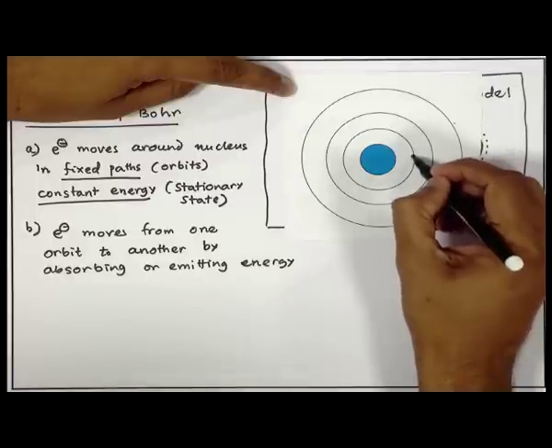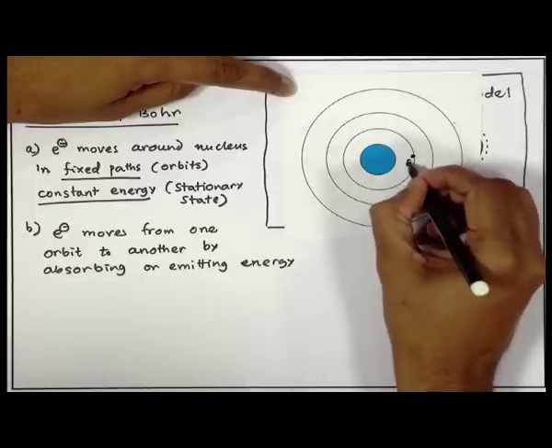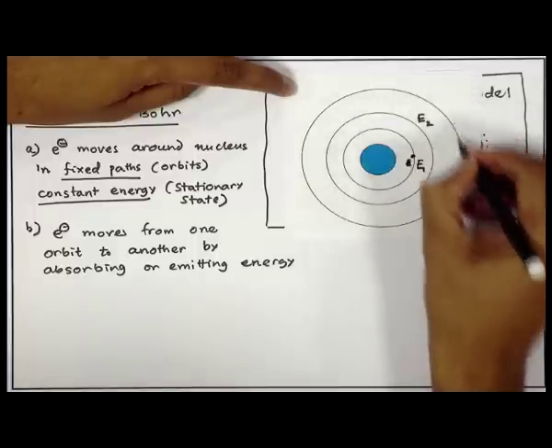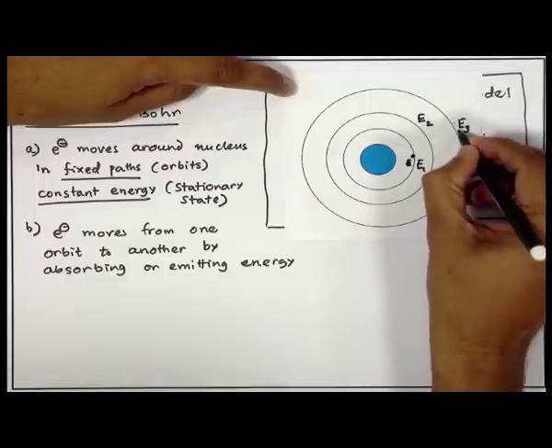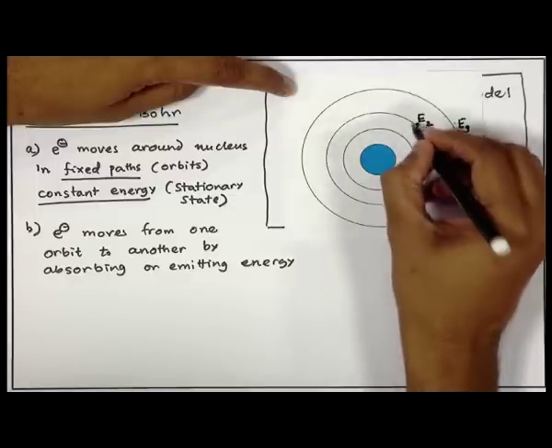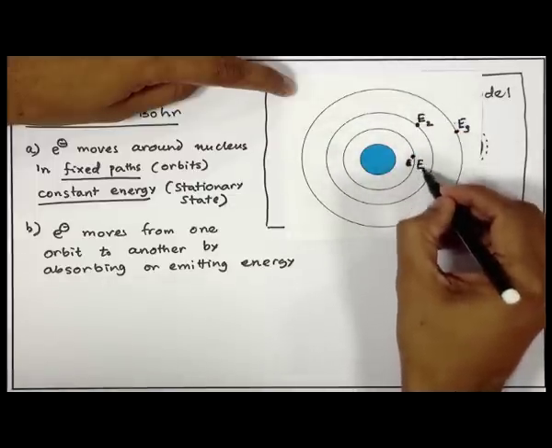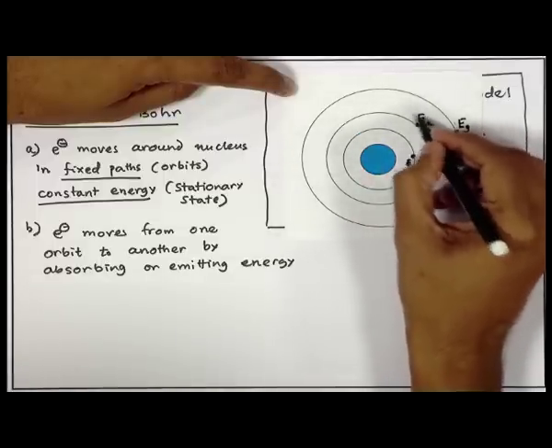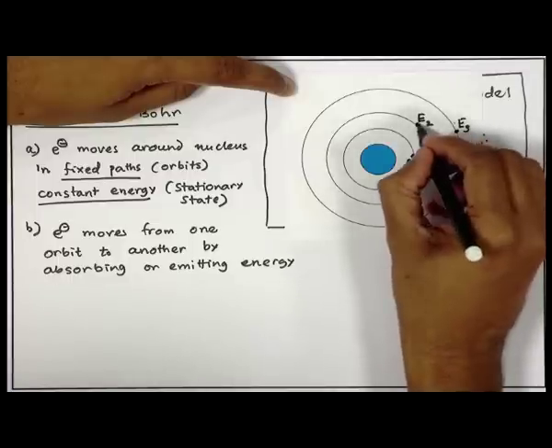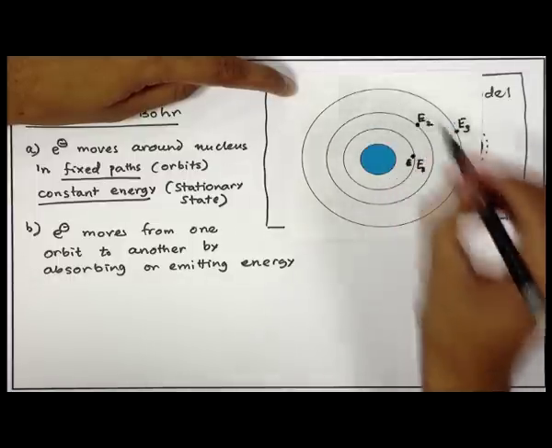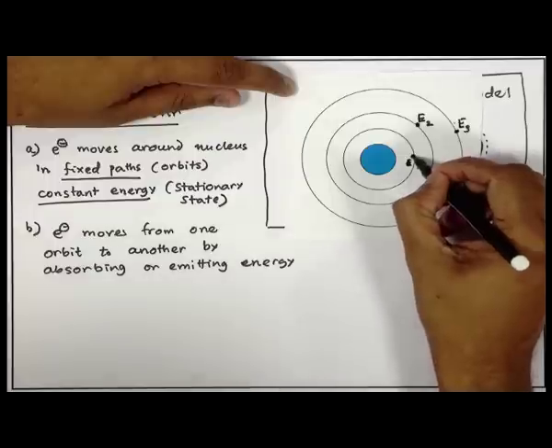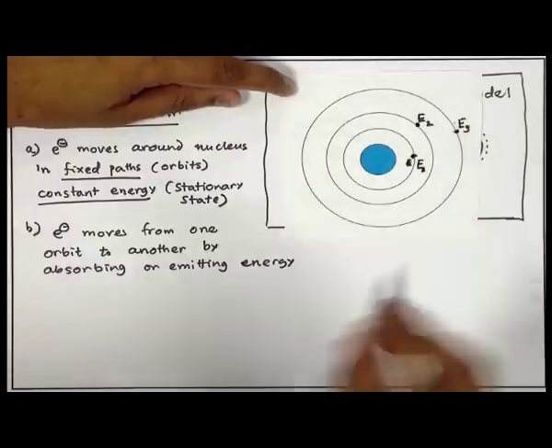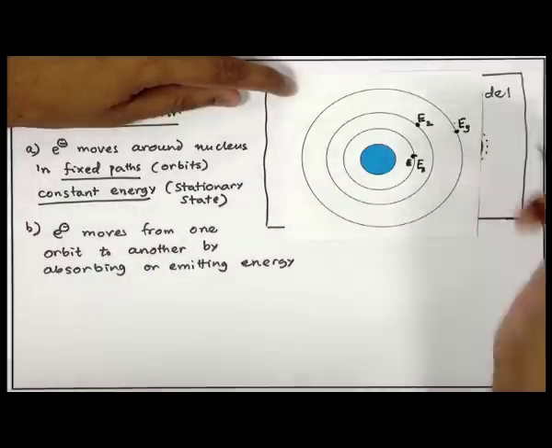So, if the electron is here, let us call the energy of this orbit E1, the energy of this orbit E2, and the energy of this orbit E3. So, the electron can be in this orbit or this orbit or this orbit. If it is in this orbit, its energy is E1, because that is the energy of the stationary state 1. The energy of the stationary state 2, we call it E2, and if the electron is in this orbit, its energy is E2. So, electron can move from this orbit to this orbit or even this orbit to this orbit, but it can do so by absorbing or emitting energy.